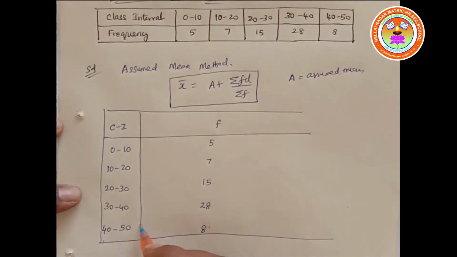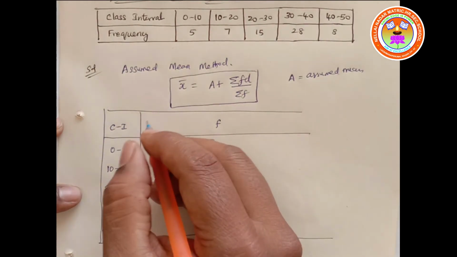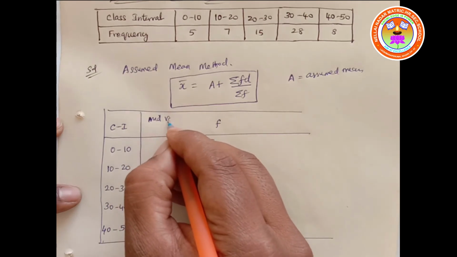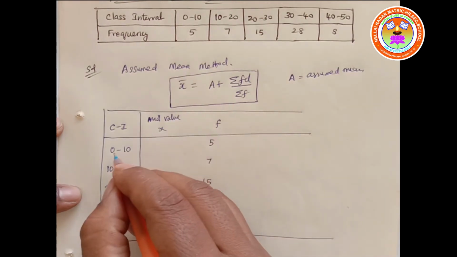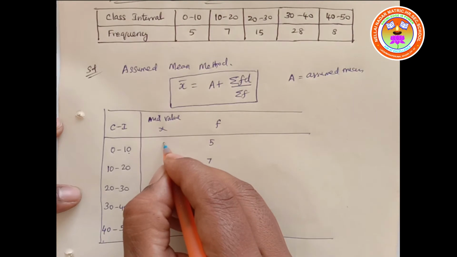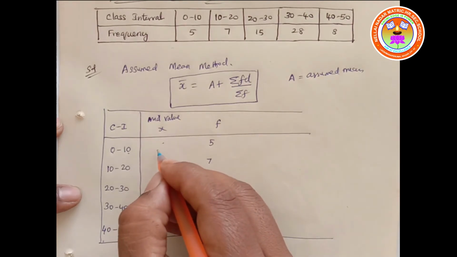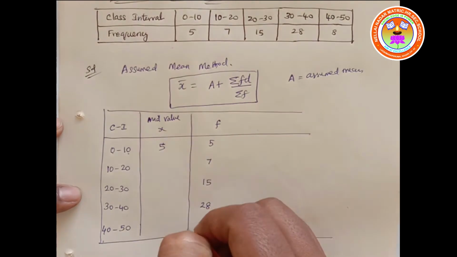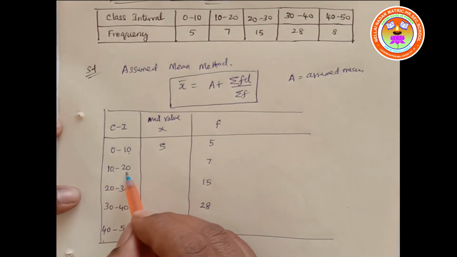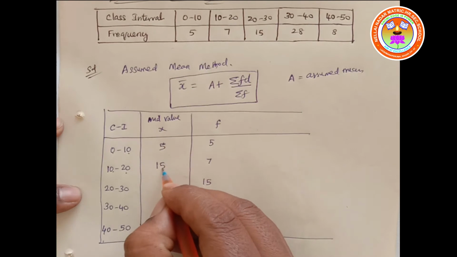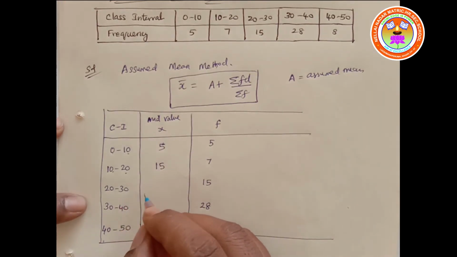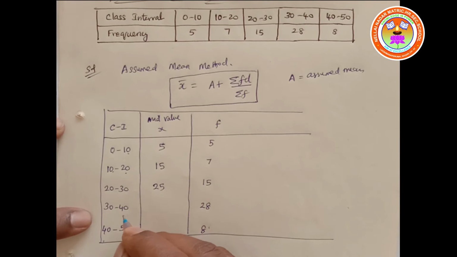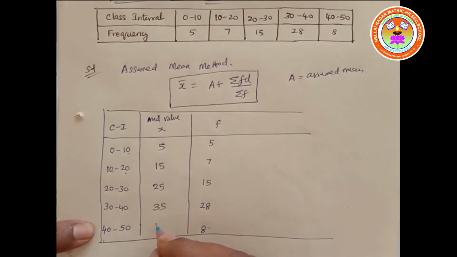Now you are going to find the mid value for the class interval. Mid value, that is x. 0 plus 10 is 10, 10 by 2 is 5. Then 10 plus 20 is 30, 30 divided by 2 is 15. 20 plus 30 is 50, 50 by 2 is 25. 30 plus 40 is 70, 70 by 2 is 35. 40 plus 50 is 90, 90 divided by 2 is 45. It's clear, children? This is the mid value, right?